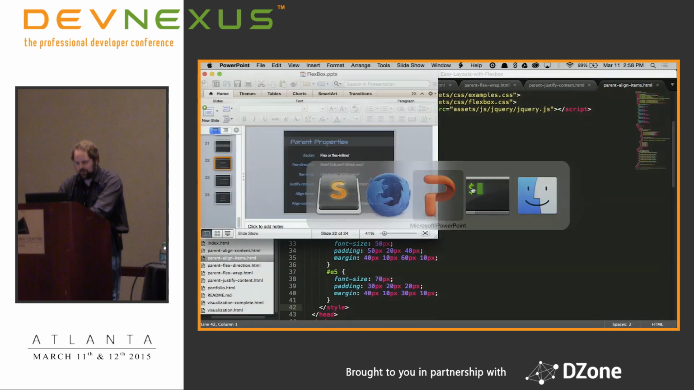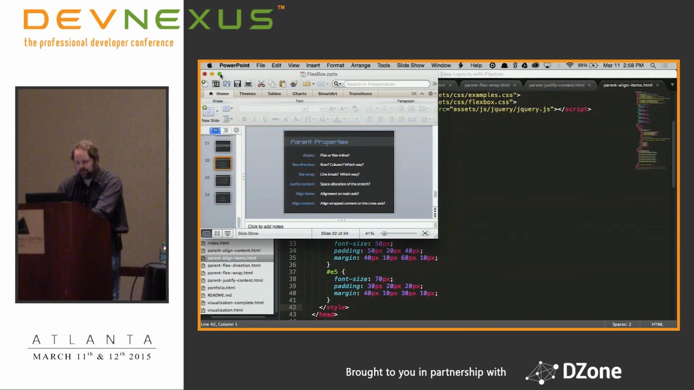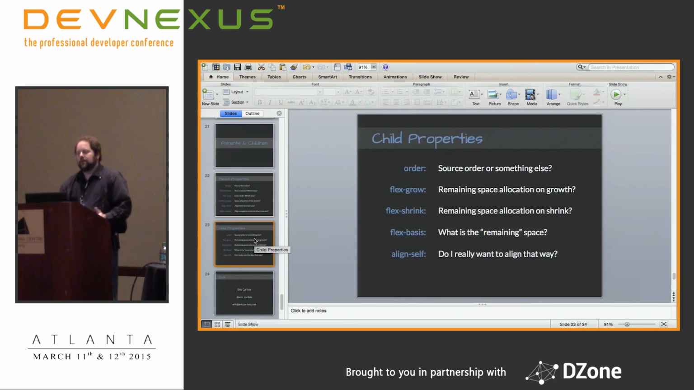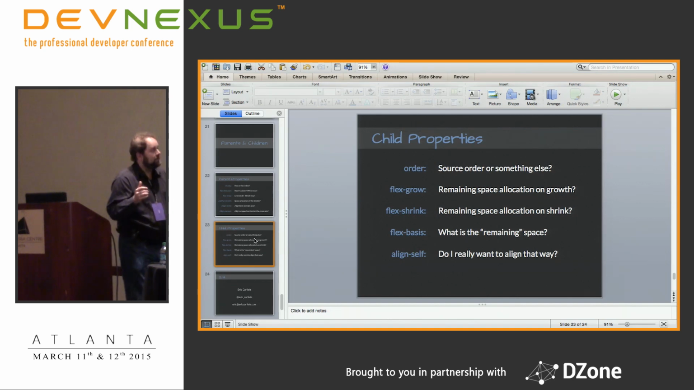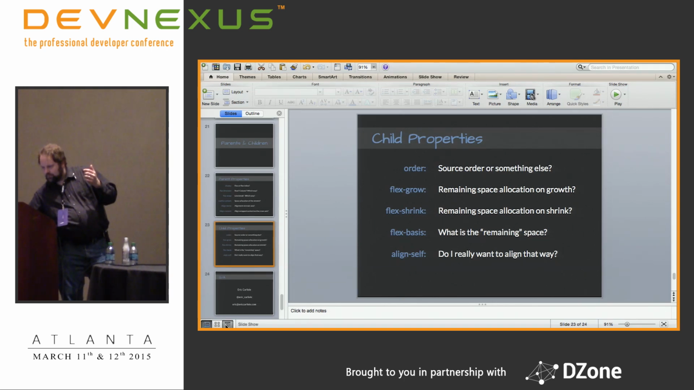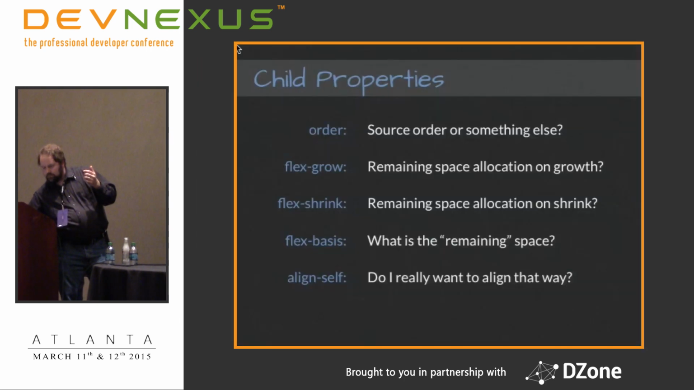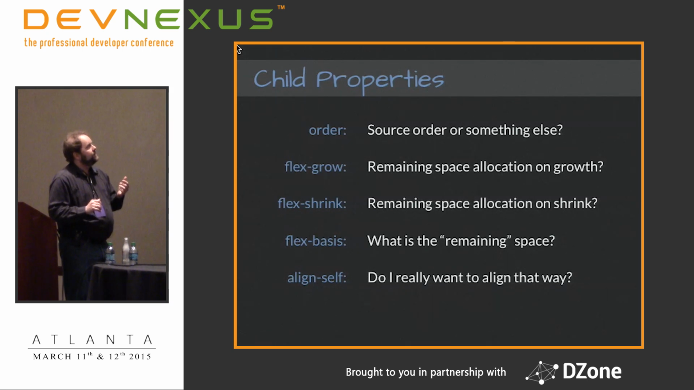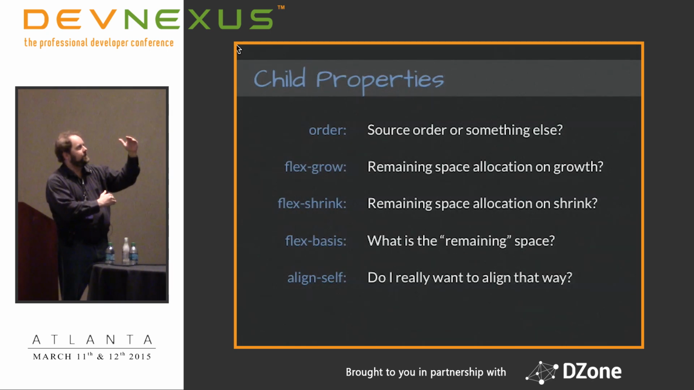So pop back to PowerPoint. I promise I just have one slide here. Children are the most confusing ones. I mean, order is not bad because you're just defining what order. You can put child items in the source in a certain order and then signify them in another order, in CSS.